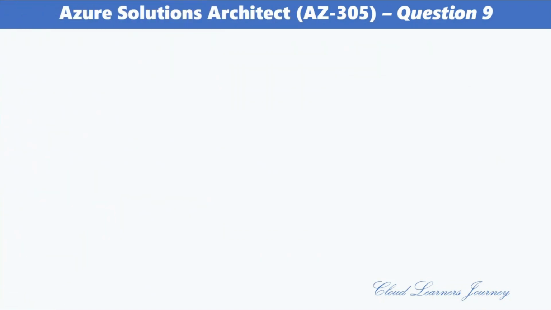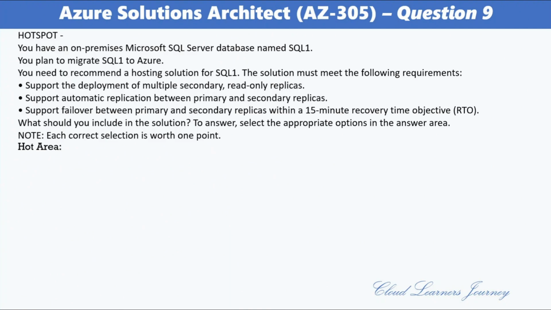Next, question number 9. You have an on-premises Microsoft SQL Server database named SQL1. You plan to migrate SQL1 to Azure. You need to recommend a hosting solution for SQL1. The solution must meet the following requirements. First requirement, support the deployment of multiple secondary read-only replicas, support automatic replication between primary and secondary replicas, support failover between primary and secondary replicas within a 15-minute recovery time objective. What should you include in the solution?